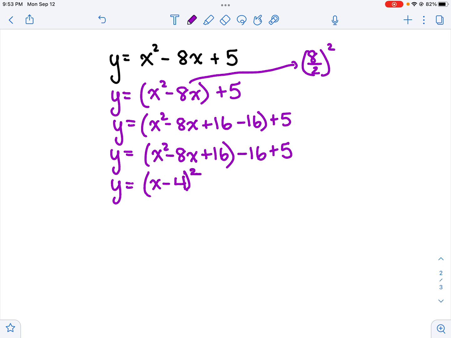And then -16 plus 5 would be -9. Or sorry, what? -11, my bad. And then we can say we have a vertex at 4 and -11. So there you go.